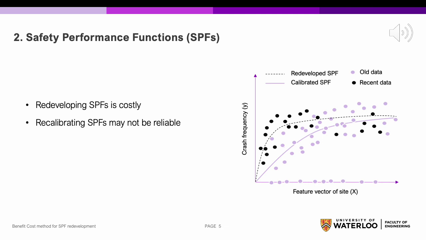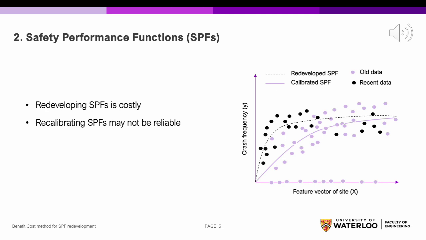SPFs are acquired either from model development and model calibration. In SPF development, the full statistical model development process using the most recent data is undertaken. In SPF calibration, however, a pre-existing SPF is updated through a simple calibration process based on a database of the subject jurisdiction.